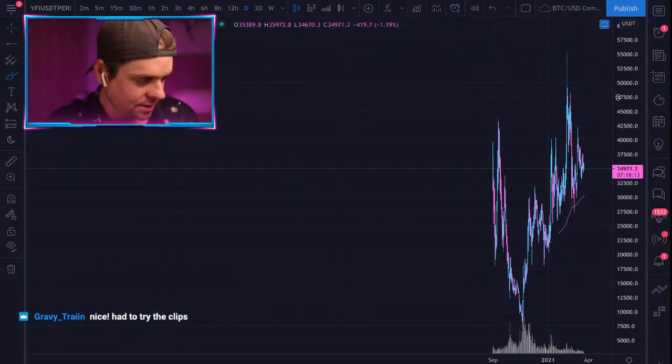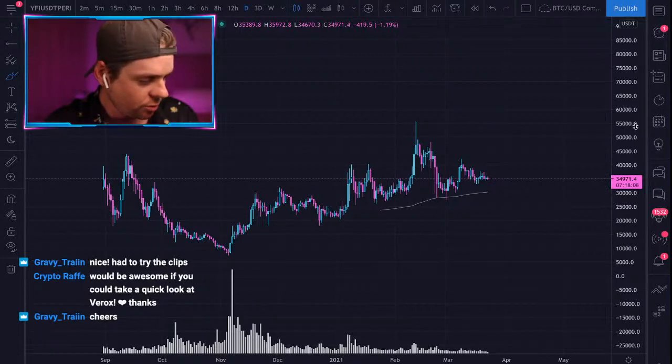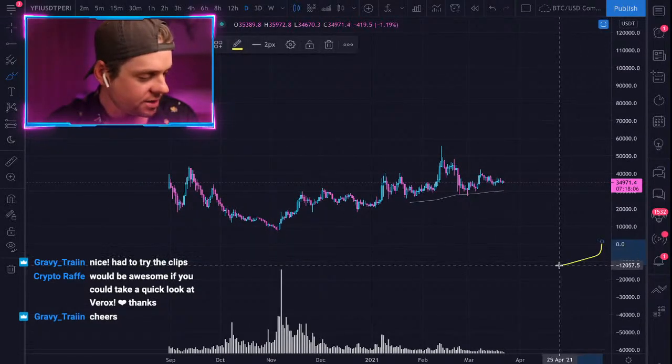What is this? Is this it on YFI? I guess so. Yeah, we're much more range bound than I thought. You know, this is a very sloppy cup and handle.